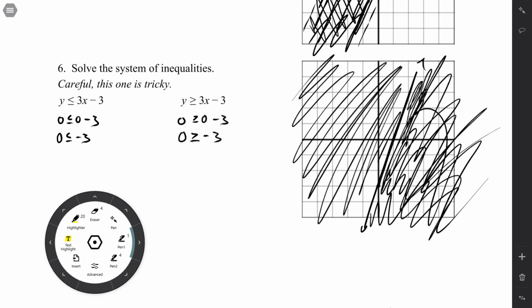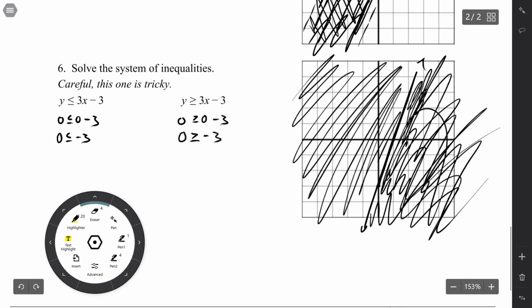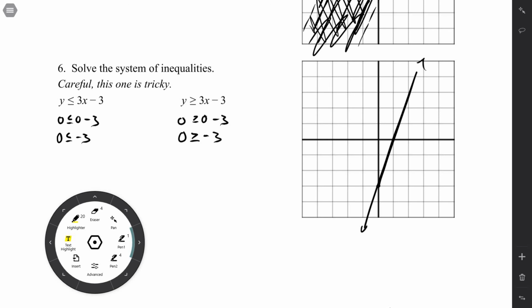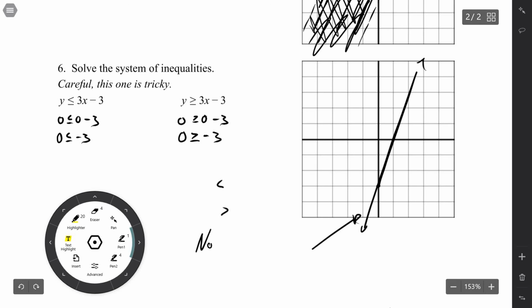Where do these shaded sections intersect? Almost nowhere, but they do actually technically intersect because these lines that we drew for both of these are valid options. So this would be it right here, just the line. That's the only part where they intersect. If we had less than or greater than symbols, then this would have no solution. But we do. They have less than or equal to and greater than or equal to.